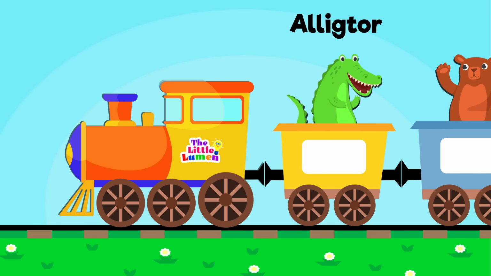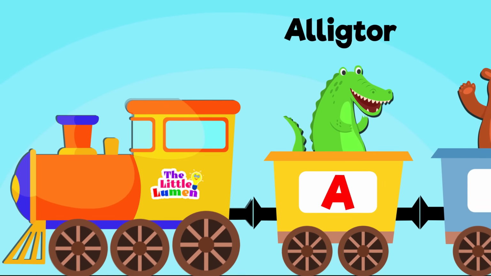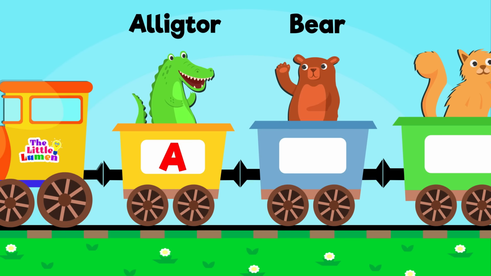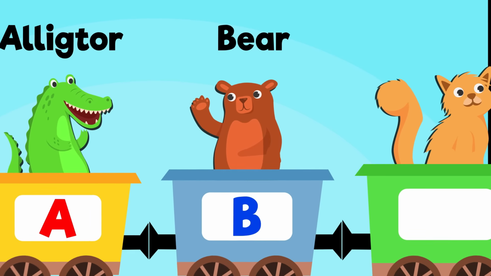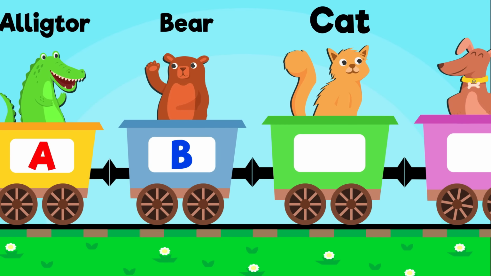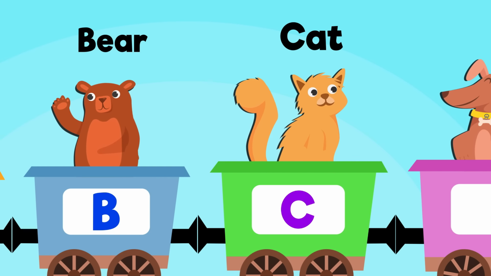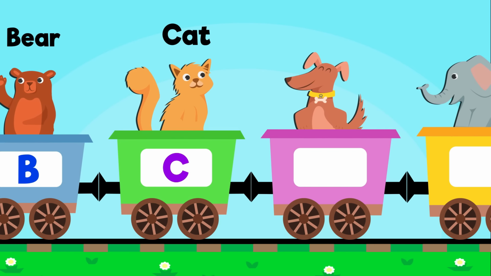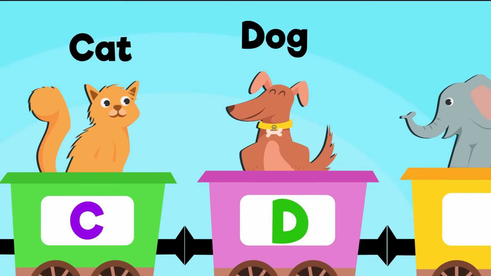Alligator. Alligator starts from A. Bear. B says bear. Cat. C for cat. Dog. Dog starts with D.